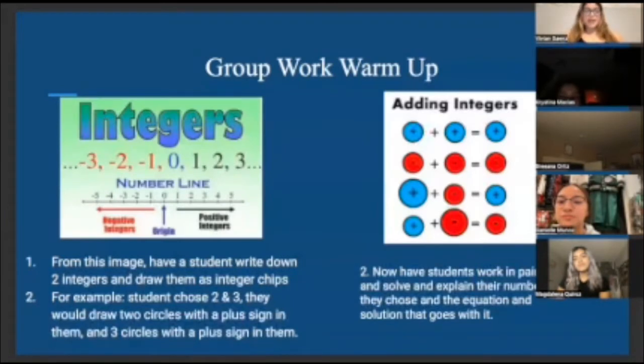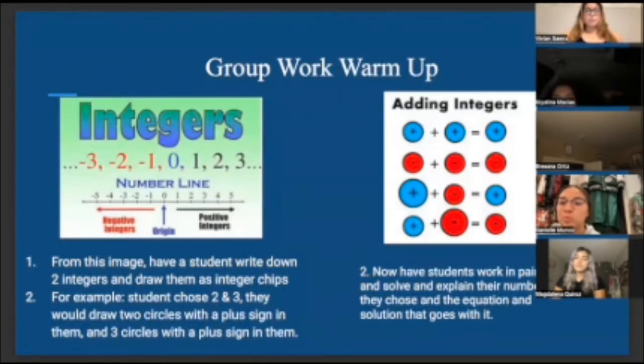For our next slide, we thought a group work warm-up would work. This first picture shows which way negative numbers fit on the number line and which way positive numbers fit. From this image, you would have students write down two integers and draw them as chips. For example, if a student chose the numbers 2 and 3, they would draw 2 circles with a positive sign for the positive number 2, and 3 circles with a positive sign for the number 3.